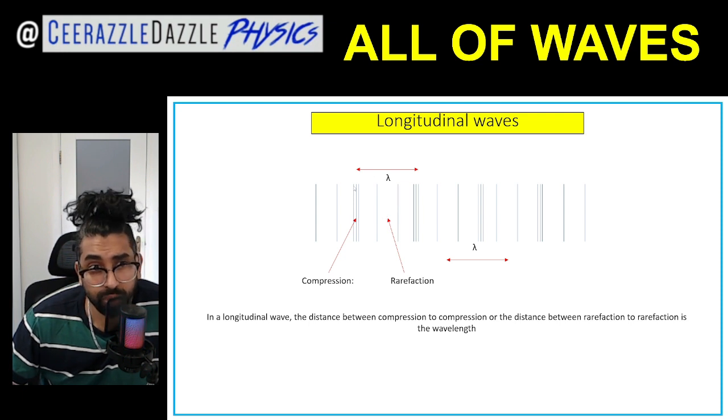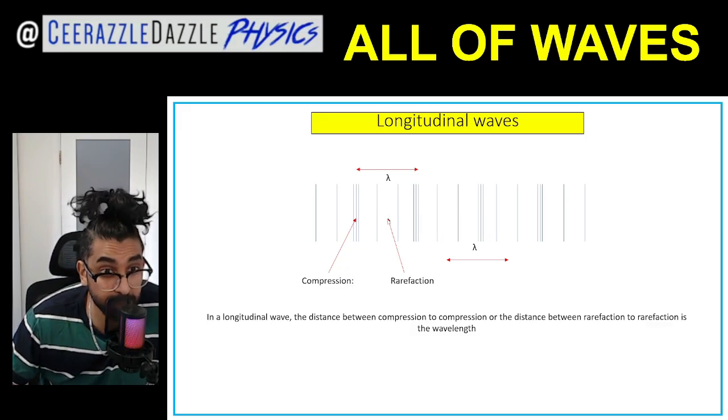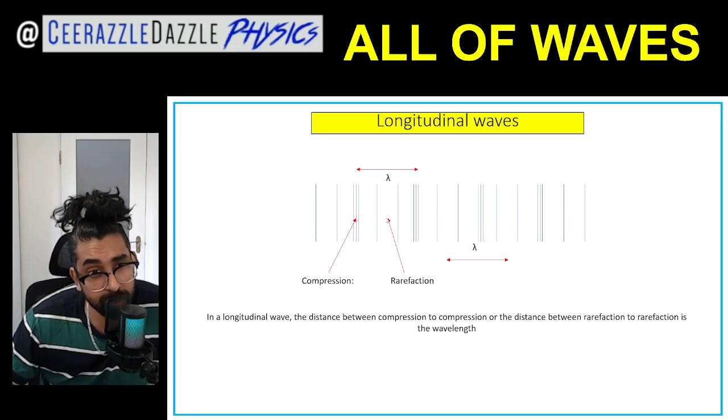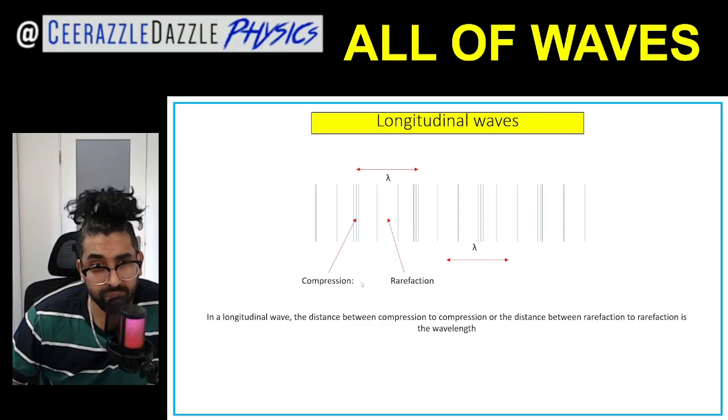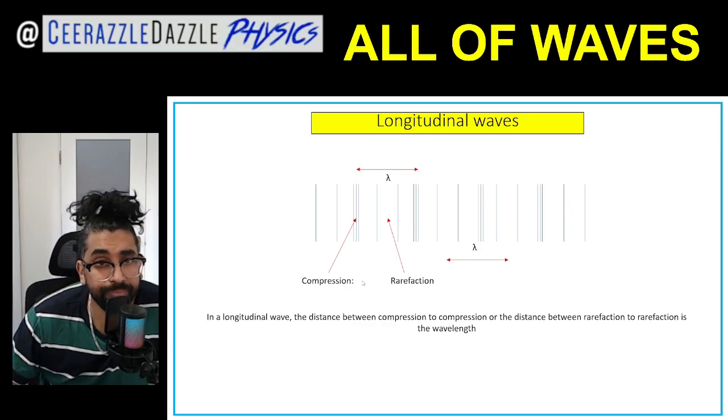Now, the wavelength for a longitudinal wave is the distance from the central part of one compression to the central part of the next compression. So that is the wavelength over here, or it is the distance from one rarefaction to the next rarefaction. This is the wavelength over here. Make sure that you're happy with that for the longitudinal wave.